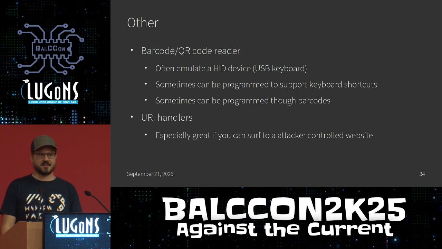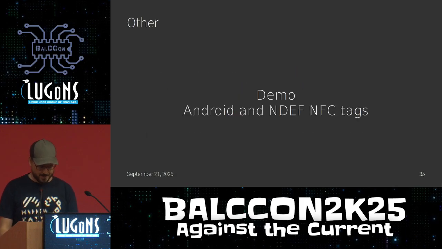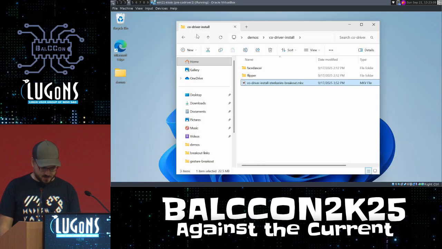A lot of barcode scanners are just emulating a USB keyboard, and whatever code you scan in, they type in. So you can reprogram them to allow keyboard shortcuts, and you can reprogram them using barcodes. That is really helpful. So you can enable all the features on a barcode scanner to do that, and then you can break out from there. Another interesting thing is URI handlers. I have a quick demo about them. Let me quickly, maybe.